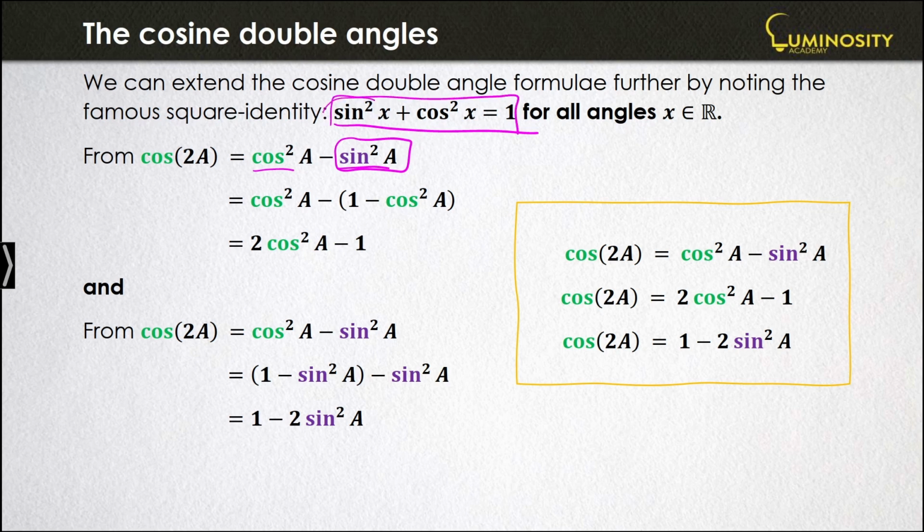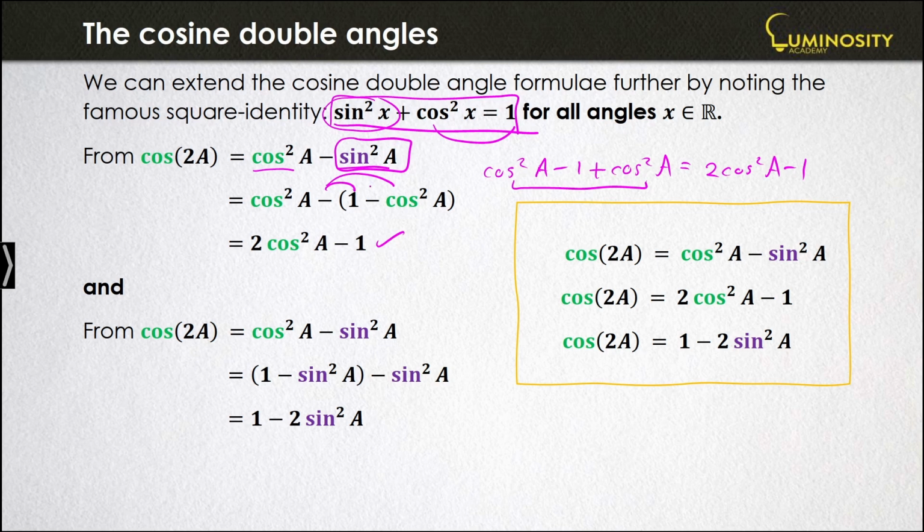Because if I get sine squared x by itself, I subtract cos squared x on both sides. Then I'll distribute out the negative 1, so it'll become cos squared A minus 1 minus minus, so plus cos squared A. So these two cos squared A's become 2 cos squared A minus 1. So that is the second version of the cosine double angle identity.